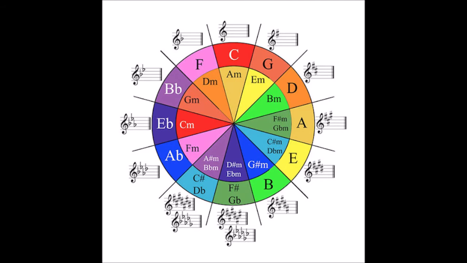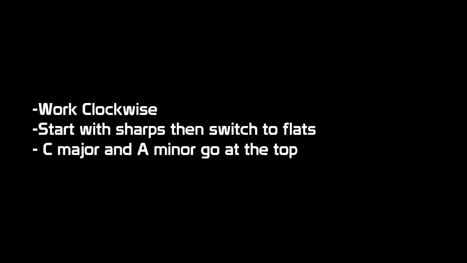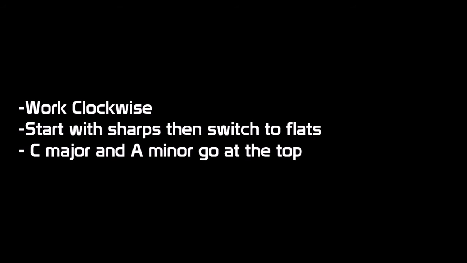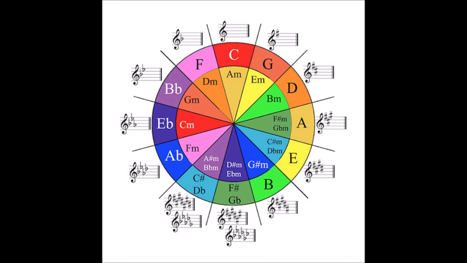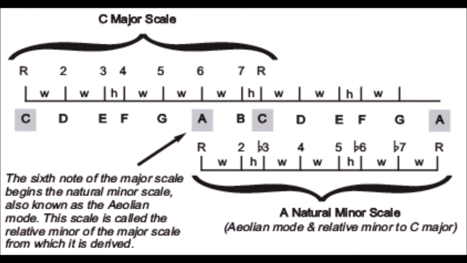Now that we have these 3 pieces of information, work clockwise, start with sharps and switch to flats at the 6 o'clock point, and C major and A minor go at the top, we should be able to start. But before that, one last quick interlude, if you don't know what a relative minor is. Every major key has a corresponding relative minor. A relative minor is a minor key sharing the exact same notes as a major key, that being the key this is the relative minor of.